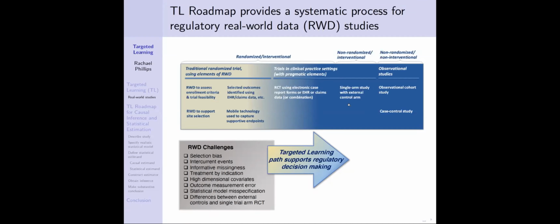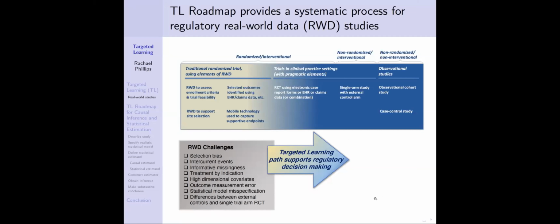Another way we might use real world data is if we have a single arm study with an external control arm. Say if we randomize patients to receive an experimental drug and we randomize much more of them to receive the drug, then we can pull in more controls by using an external control arm or historical controls. So there are ways that real world data can be integrated in these regulatory studies to make decisions.